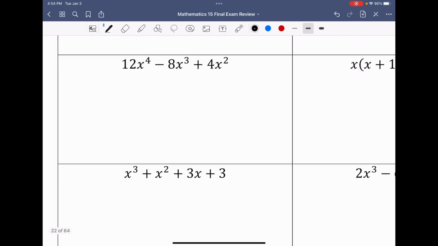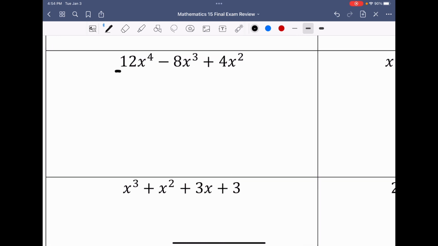All right, now we look at this. This looks like another GCF problem. We're just going to see what is the largest amount of x's and what is the largest number we can remove from all these that represents a GCF. So what I'm going to do is figure out what 12, 8, and 4 can all divide by. Well, they can all divide by 4.